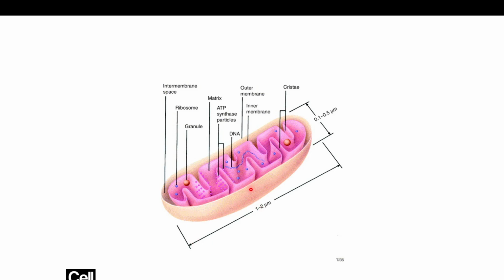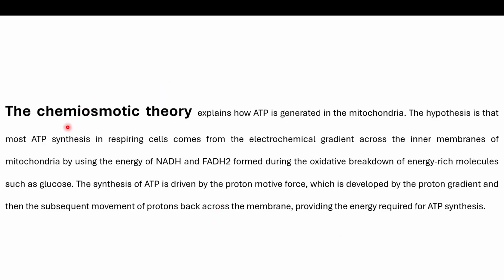Mitochondria have two membranes, the outer membrane and the inner membrane, which has foldings in between called cristae. Mitochondria even have their own ribosomes, and it is the powerhouse of the cell, the ATP generating machinery. The ATP generation by mitochondria is based on the chemiosmotic theory. It actually explains how ATP is generated in the mitochondria.